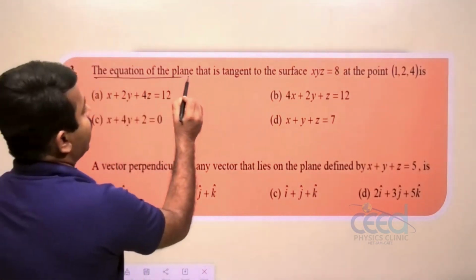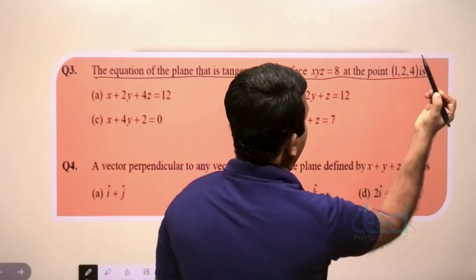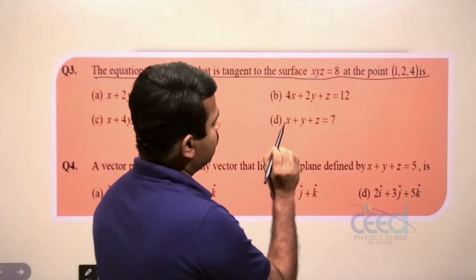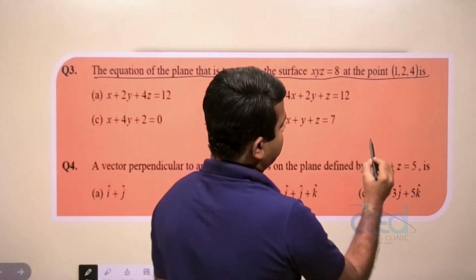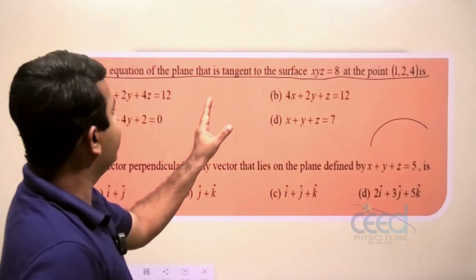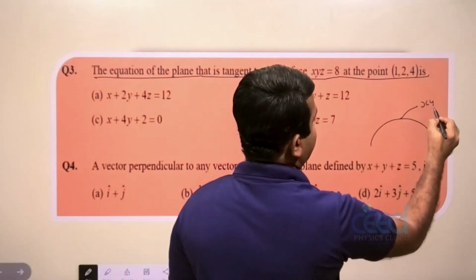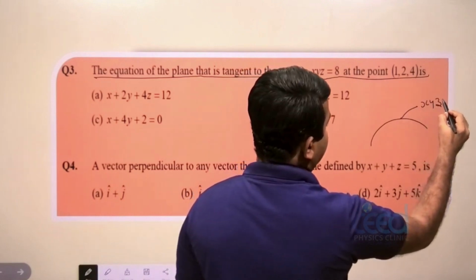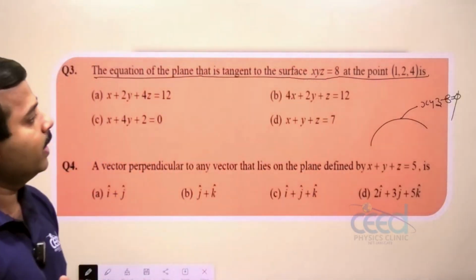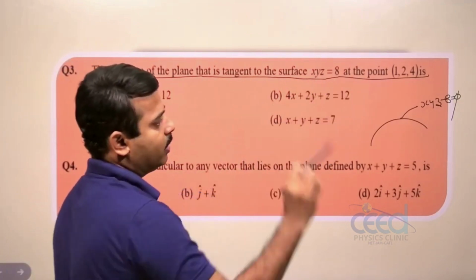The equation of a plane that is tangent to the surface xyz equals 8 at the point (1, 2, 4) is... Right. See here, suppose this surface equation xyz is given, suppose this is one surface. Now, suppose xyz = 8, so xyz minus 8 equals phi. That is the equation of this surface, that is given.